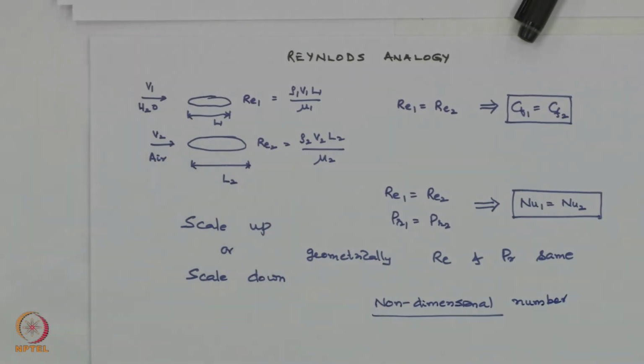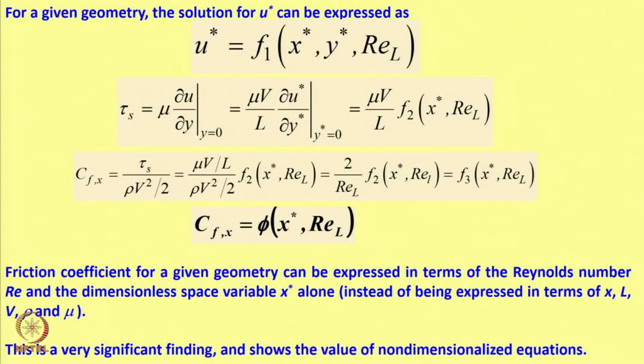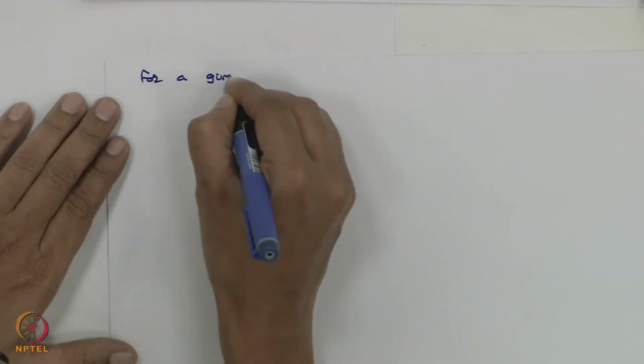So now let us just see what it is that we got. Now let us see for a given geometry, for a given geometry.